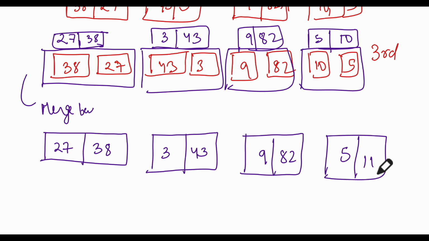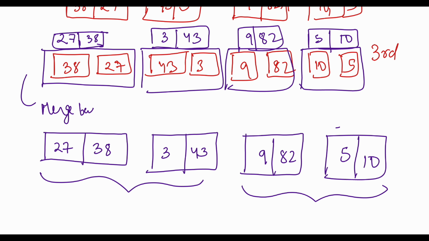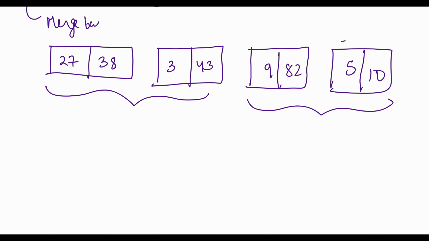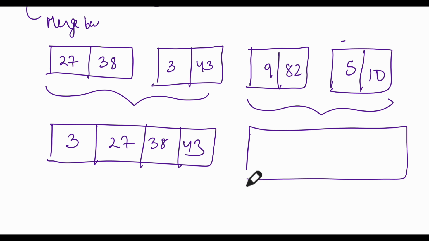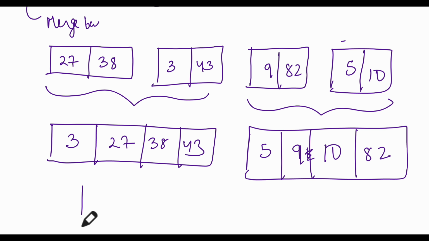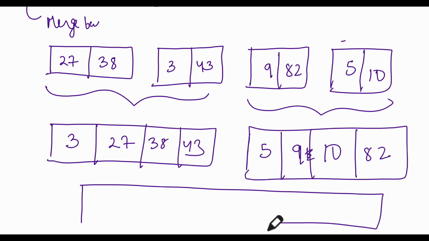Okay, this happens. Now you will combine these two lists. Remember, you cannot combine this with this directly. You have to combine in the order in which you came down; in the same order you have to go up. So now once we do this, it will be 3, 27, 38 and 43. And here it will be 9, 10 and 82. This becomes your, and the final will be the single list after merging and sorting all this.